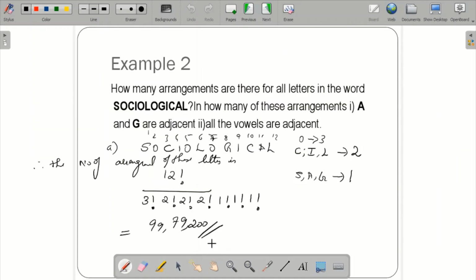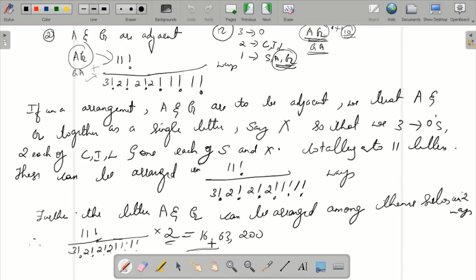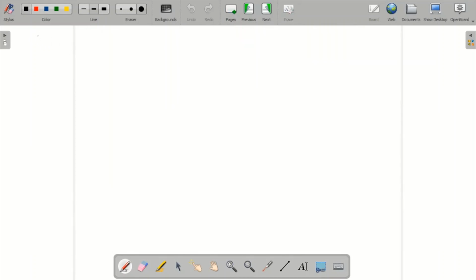Last, they have told all the vowels are adjacent. All the vowels are adjacent. So I'll write again on a new page. Sub question is all the vowels are adjacent. So in the word sociological, the vowels we have are A, O, I. If in an arrangement all the vowels are to be adjacent, that means A, O, I need to be adjacent.